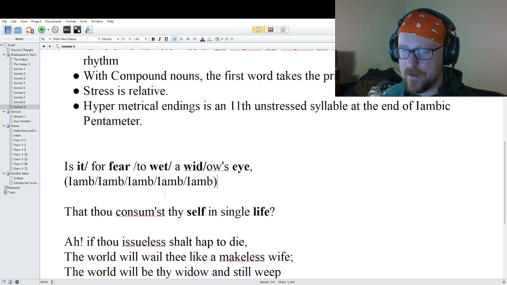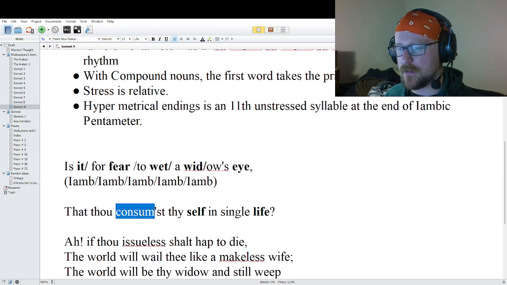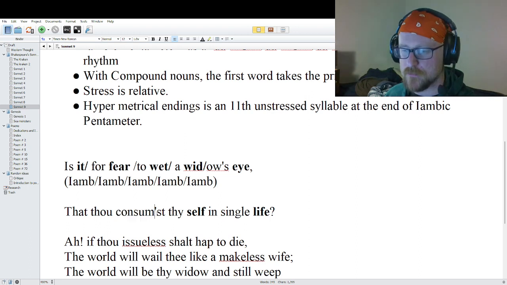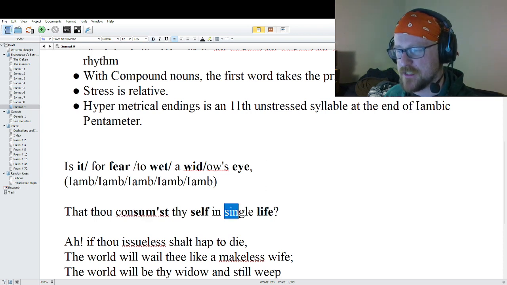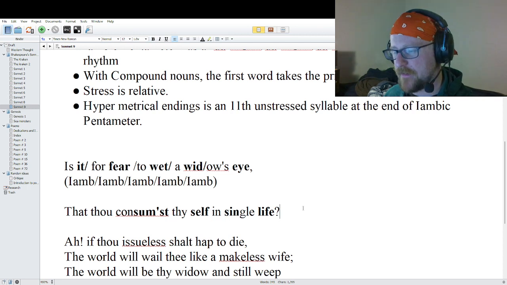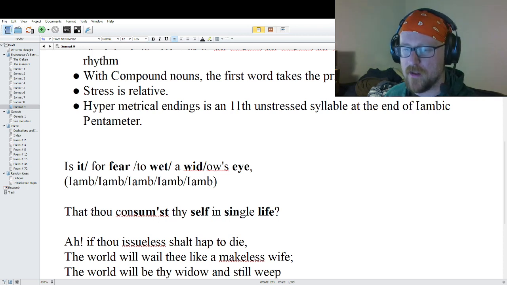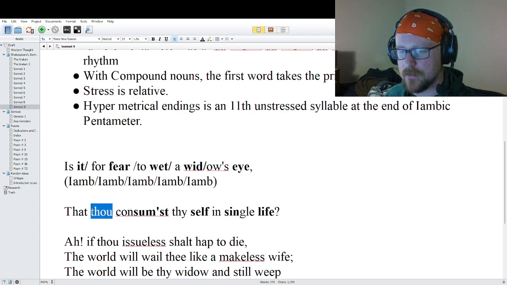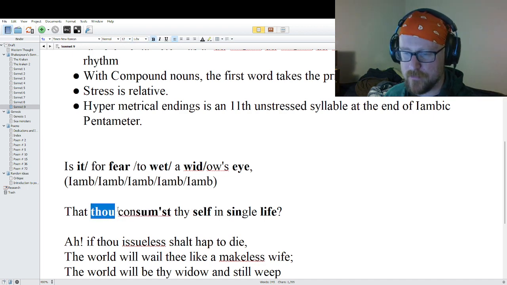Now we have, okay, any multisyllable words? Do we have any primary stresses? Well, we have single and consumed. So this is the primary stress, the sume in consumest. And then the sin in single is the primary stress, right? All right, and then do we have any promotion? Well, we have one, that thou con, like light, light, light. So we promote that, okay?